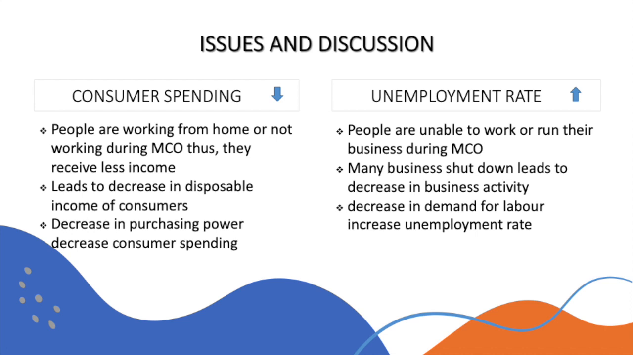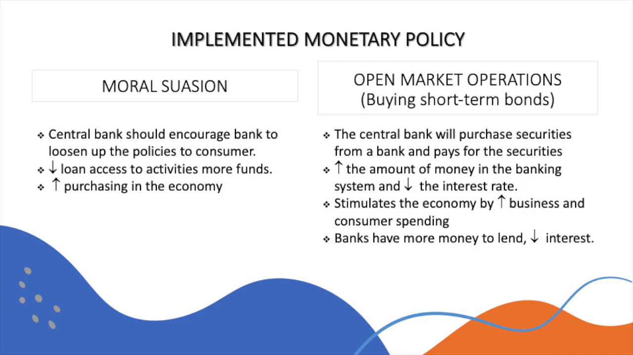Unemployment rate is defined as the share of the labor force that is jobless, expressed as a percentage. During MCO, many people were exposed to the risk of unemployment and work loss because part of them were unable to work or run their business. Many businesses shut down during this pandemic, which leads to a decrease in business activity. When business activities decrease, the demand for labor will decrease. Hence, this will result in an increase in the unemployment rate.